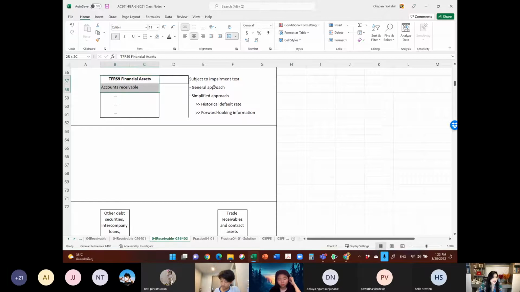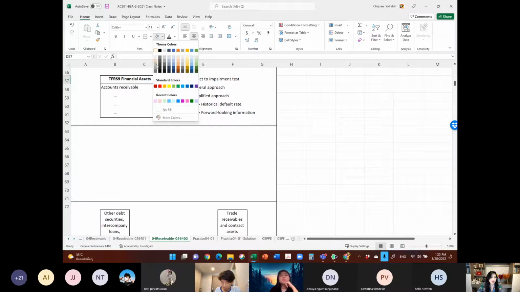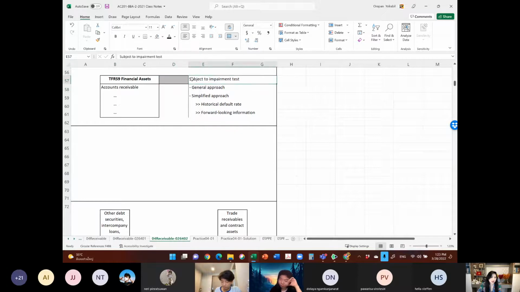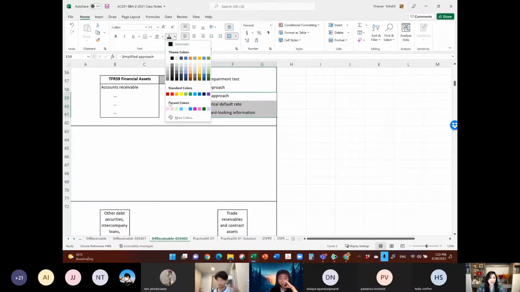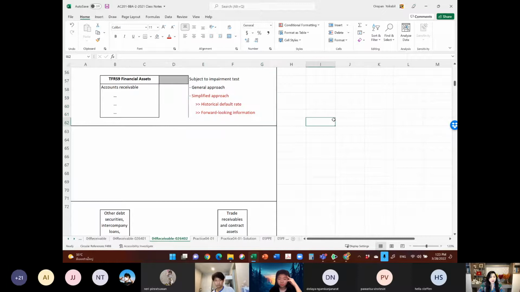So the financial assets are subject to the impairment test. For this impairment test, we can use a general approach or a simplified approach. The simplified approach is actually much simpler, as the name suggests, right? So in this AC201, we will be using this simplified approach to determine the credit loss, if any.